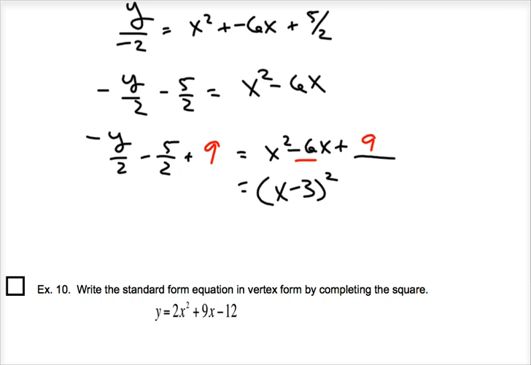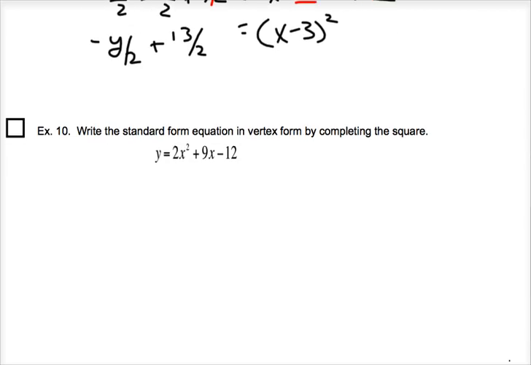Now I've got some work to do. Negative 5 halves plus 9. Well, 9 is 18 halves. 9 is 18 over 2. So this would be 13 halves. At this point, I would be tempted to kill those halves. You're going to have to do it at some point anyways. And how do I do that? I just multiply everything by 2. So if I multiply everything by 2, I'm going to get negative y plus 13 equals, I just put a 2 in front of this.